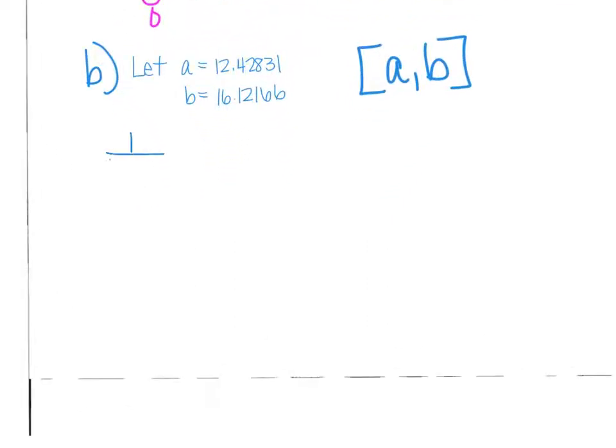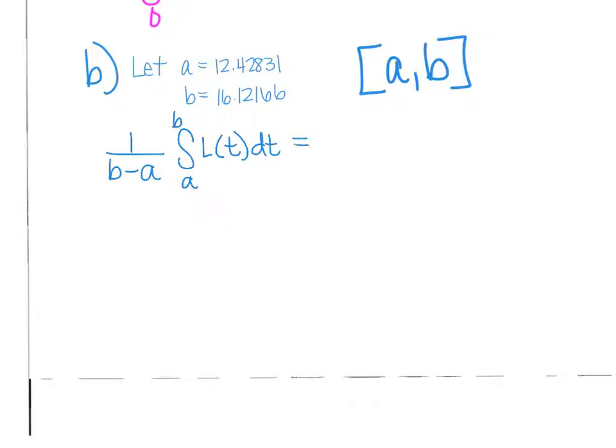Average value is 1 over B minus A times the integral from A to B of L of t dt. I don't even have to put my numbers in there because I already said let A equal and B equal. So this is the formula, and I can just leave it like that.